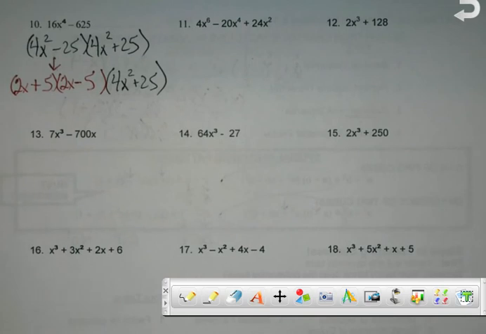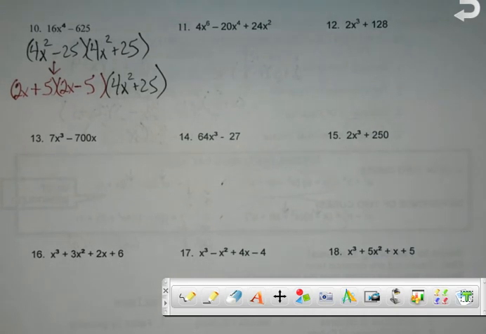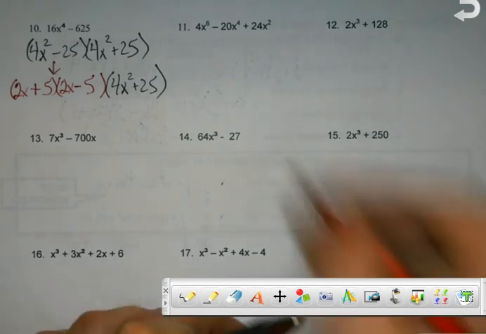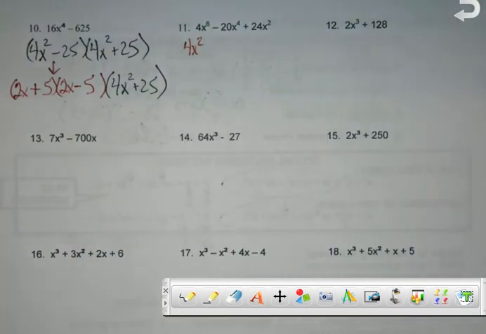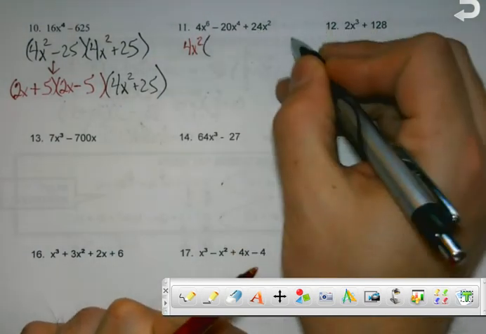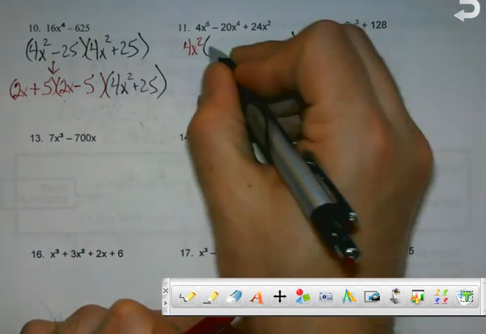All right? 11. We're just going to knock off this top row, and then I'll just get out of the way. So 11, anything in common? 4x squared. I always want the smallest exponent and the biggest number. So what's that leave me with? 4.